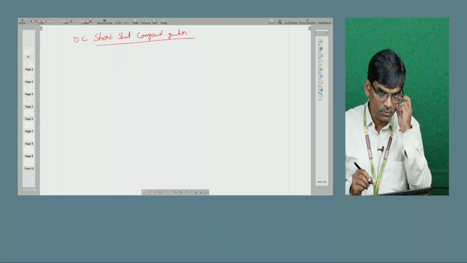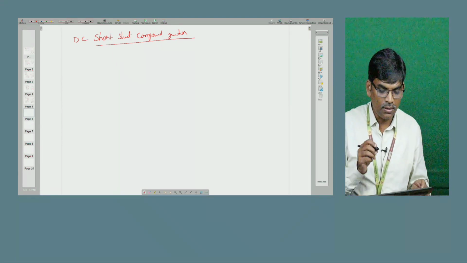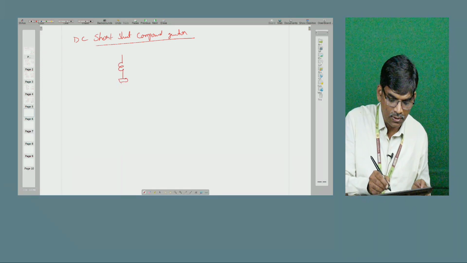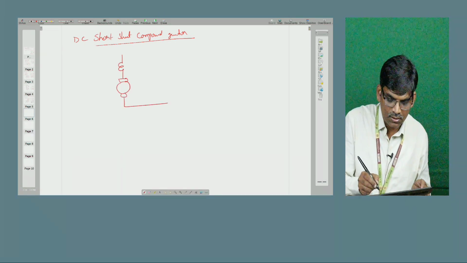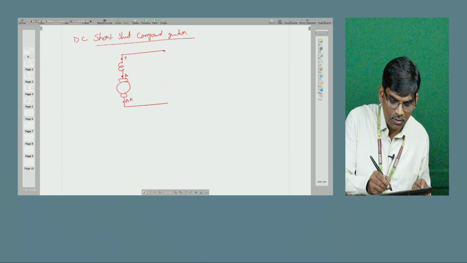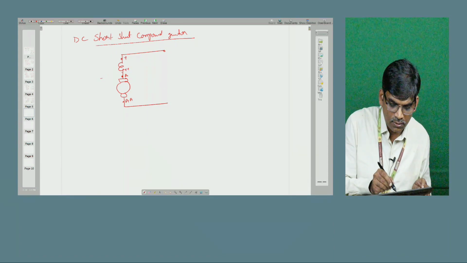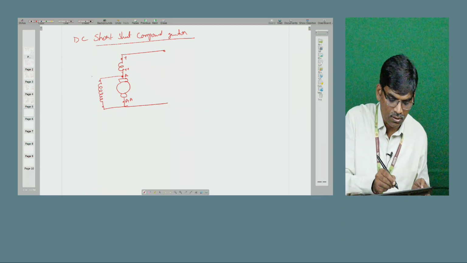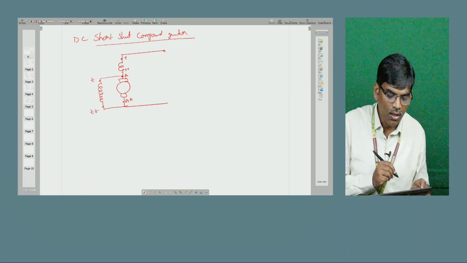This is a short shunt compound generator. Here, this is the armature winding, A and AA, and this is called a series field winding. This shunt field winding is connected across only the armature winding, so it is treated as a short shunt compound. This is called a short shunt compound, Z and ZZ.